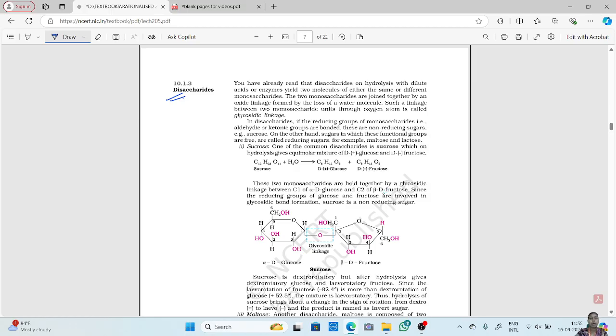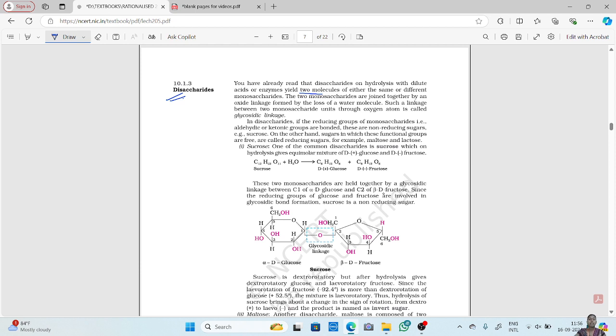Now disaccharides: you have already read that disaccharides on hydrolysis with dilute acids or enzymes yield two molecules of either the same or different monosaccharides. This was the basic definition we gave: when we hydrolyze a disaccharide with dilute acid or an enzyme, we get two molecules of monosaccharides, whether the same or different, like glucose-glucose or glucose-fructose. Now, the two monosaccharides are joined together by an oxide linkage formed by the loss of a water molecule.